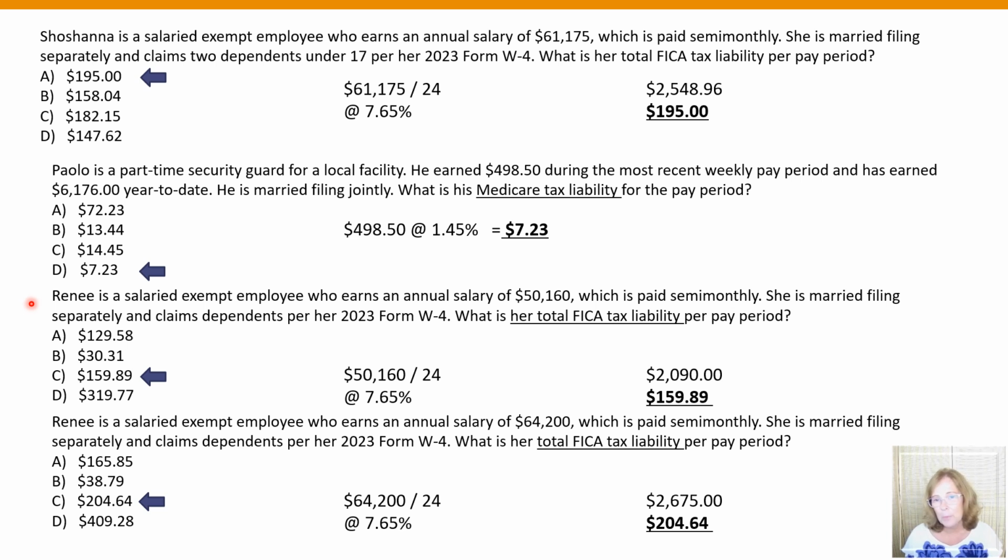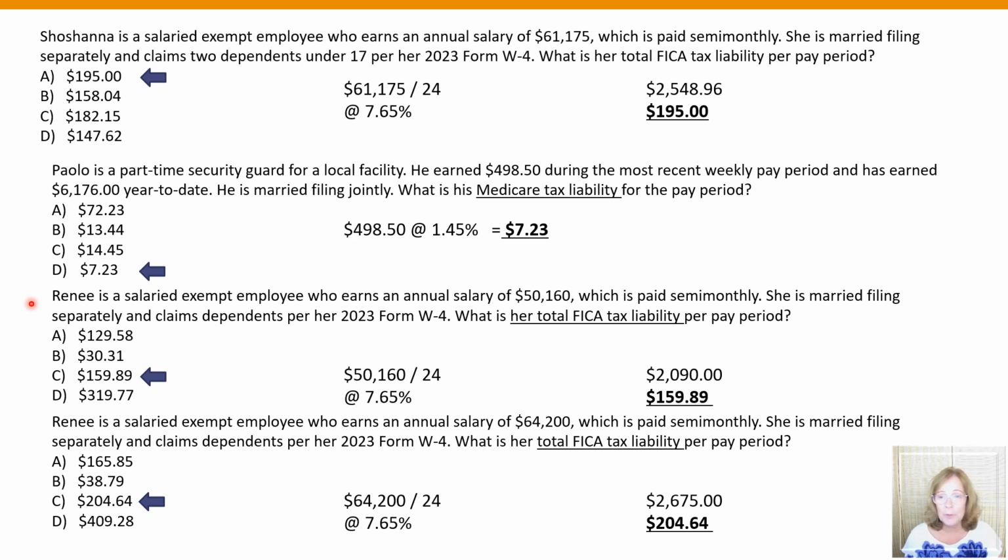In the next example, Renee is a salaried exempt employee who earns an annual salary of $50,160, which is paid semi-monthly. She's married, filing separately, and claims dependents per her 2023 Form W-4. What is her total FICA tax liability per pay period?